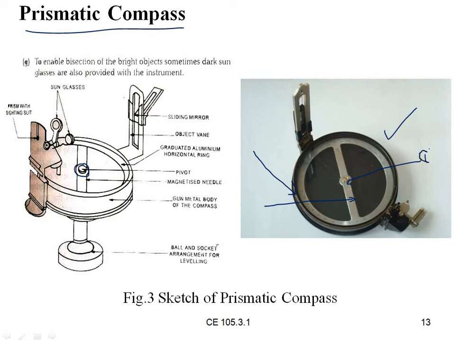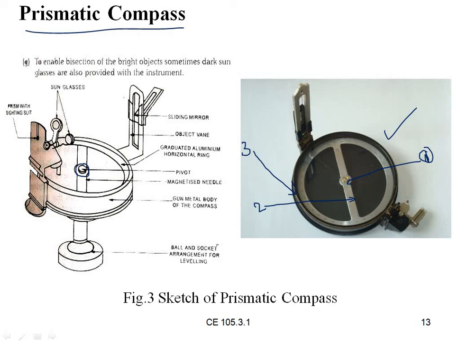Number one, I'm writing here, number one is the pivot. Number two is the magnetized needle. Next, number three is the gunmetal body of the compass. It is made of aluminum bronze material. So this is called the gunmetal body.